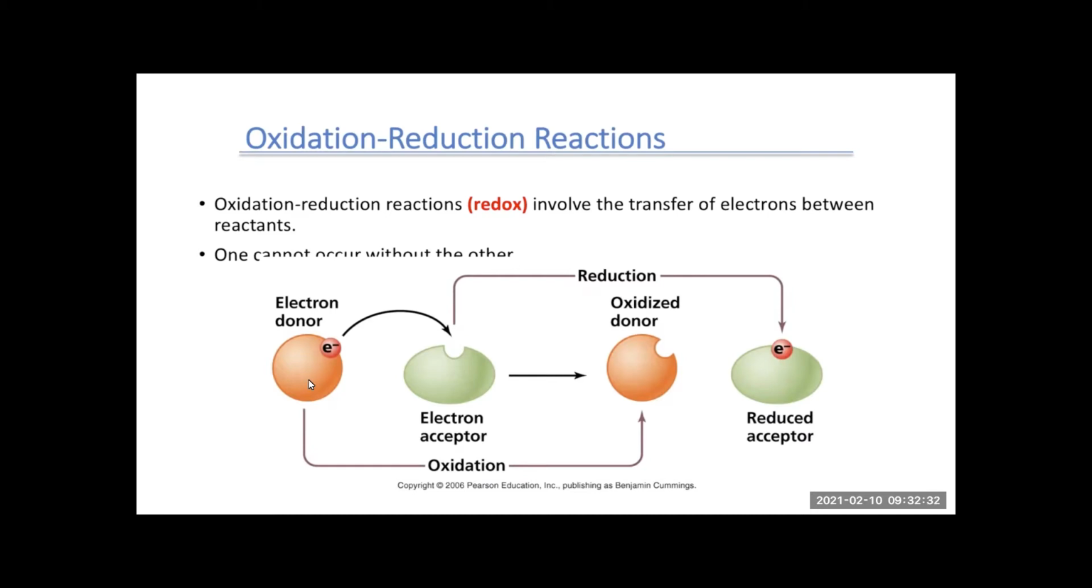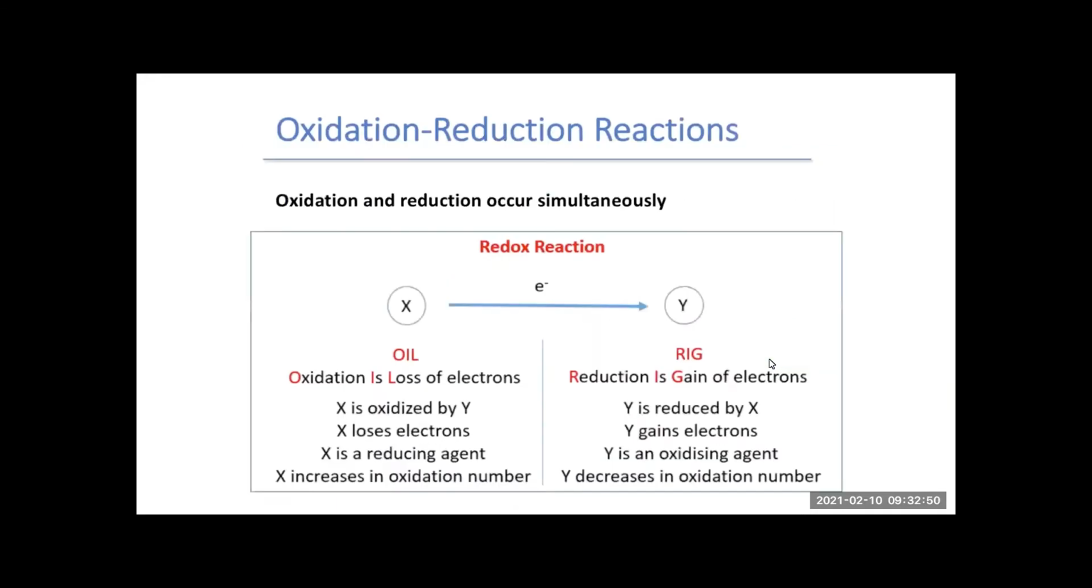If we look at our redox reaction, we can see one atom will donate electrons to another. The one that donates the electrons goes through an oxidation. The one that accepts the electrons goes through a reduction. With this premise, we know the oxidation and reduction always occur simultaneously.